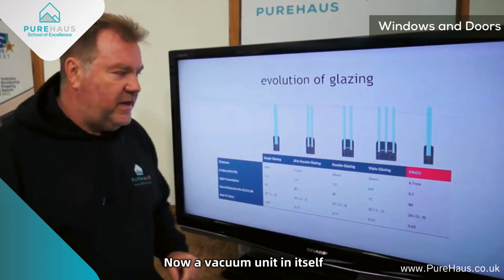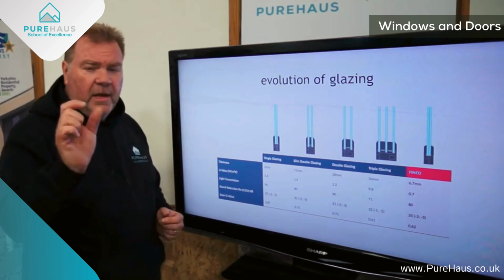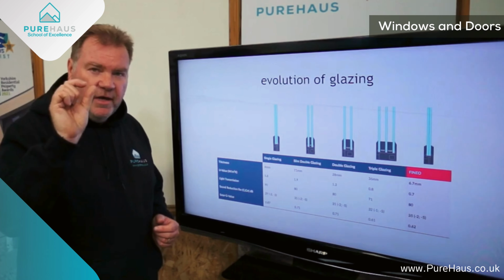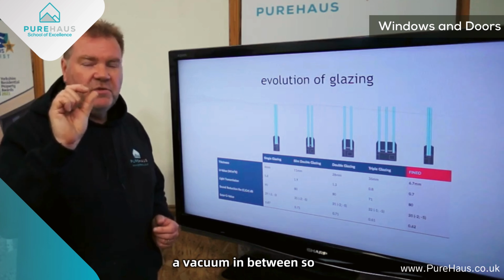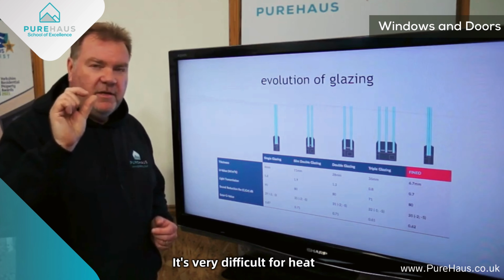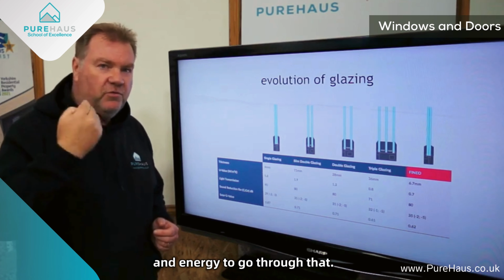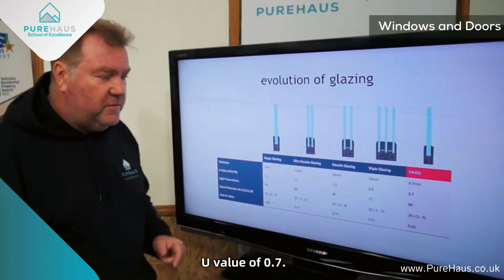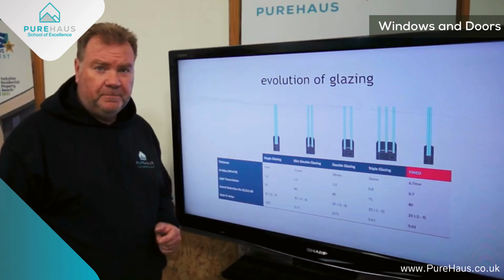Now, a vacuum unit in itself is less than 7 mil in thickness. It's got a vacuum in between, so nothing can go through it. It's very difficult for heat and energy to go through that. So that actually gives you a U value of 0.7.